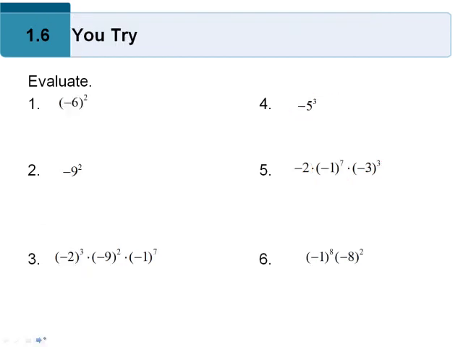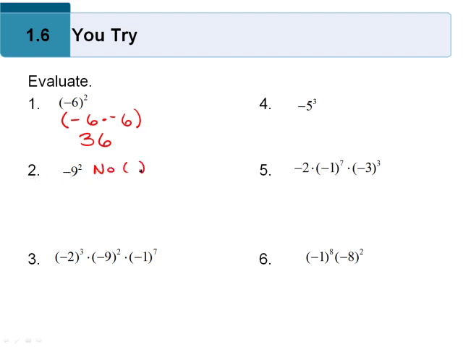Okay, so here's some for you to try. Pause the video and check these out. Number 1, it's in parentheses, so that's -6 times -6, which is going to be 2 signs are negative, the same. It's going to be a +36.